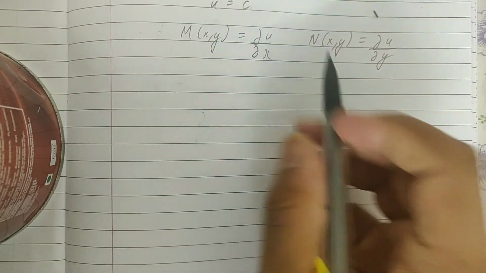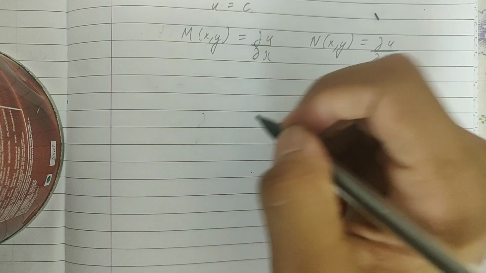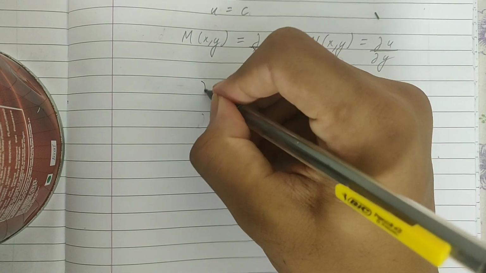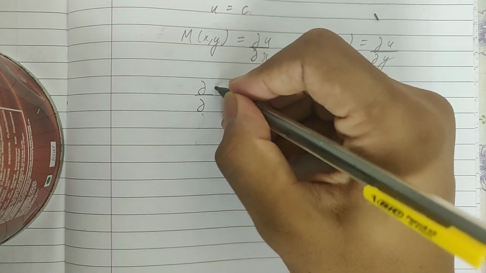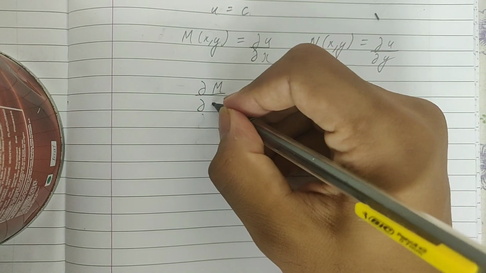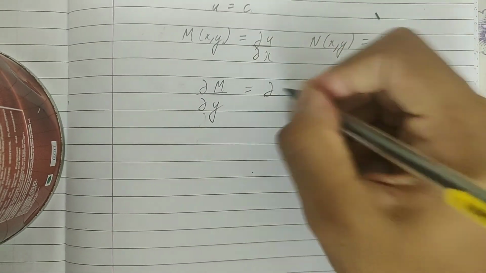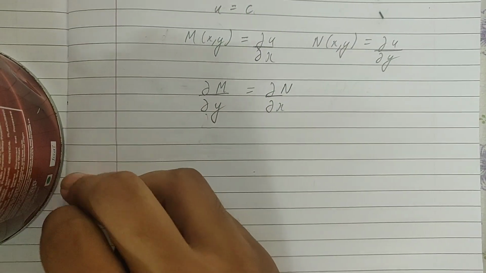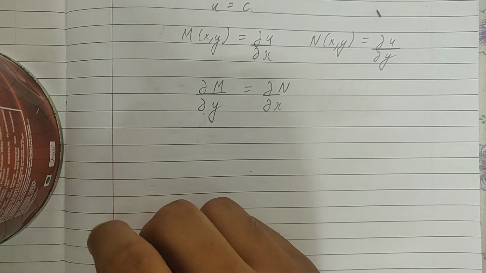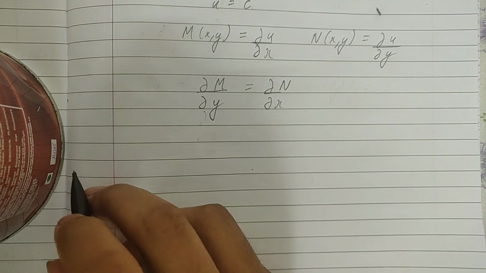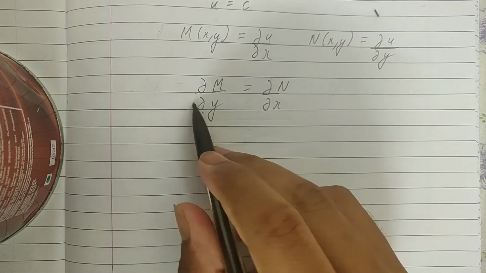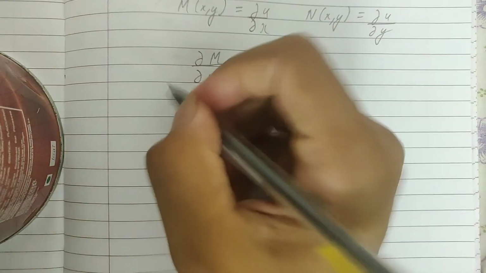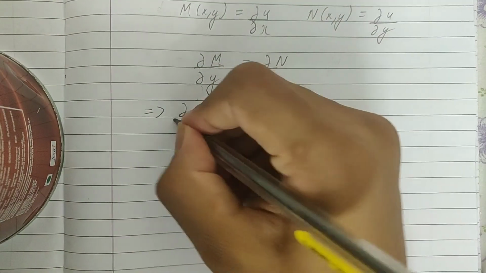So now that we know that, we'll discuss the condition of exactness. The condition of exactness is basically that the partial derivative of M with respect to y should be equal to the partial derivative of N with respect to x. Since they're asking us under what conditions on the constants this ODE will be exact, we'll have to assume that this ODE is exact, plug in the values and see what this gives us. So let's plug in the values.